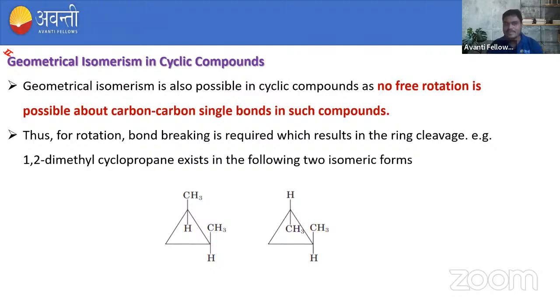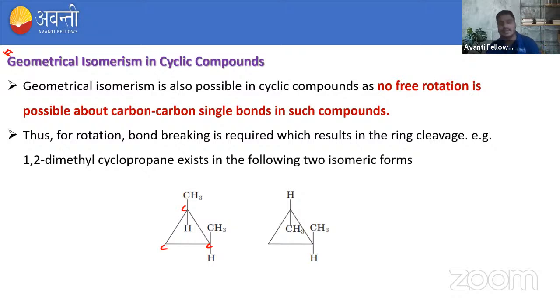Remember this point, geometrical isomerism is also possible in cyclic compounds. How? As no free rotation is possible about the carbon-carbon single bond. Here, there is no free rotation. This group and this group cannot be rotated. This group and this group cannot be rotated. So the free rotation cannot be possible about the single bond in such compounds. Thus, for the rotation, bond breaking is required.